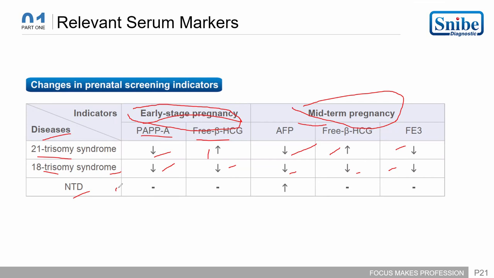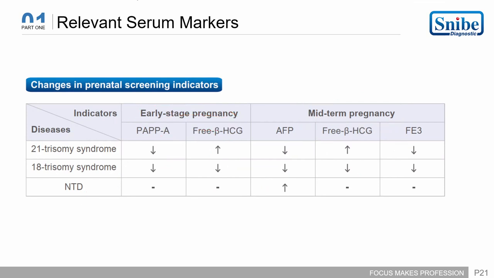For neural tube disease in early stage pregnancy, PAPP-A and free beta HCG do not clinically correlate with the neural tube disease. Alpha fetoprotein gives you the evidence during the midterm pregnancy for neural tube disorders. So this is the reason why these non-invasive prenatal screening assays are helpful for the diagnosis of congenital disease.